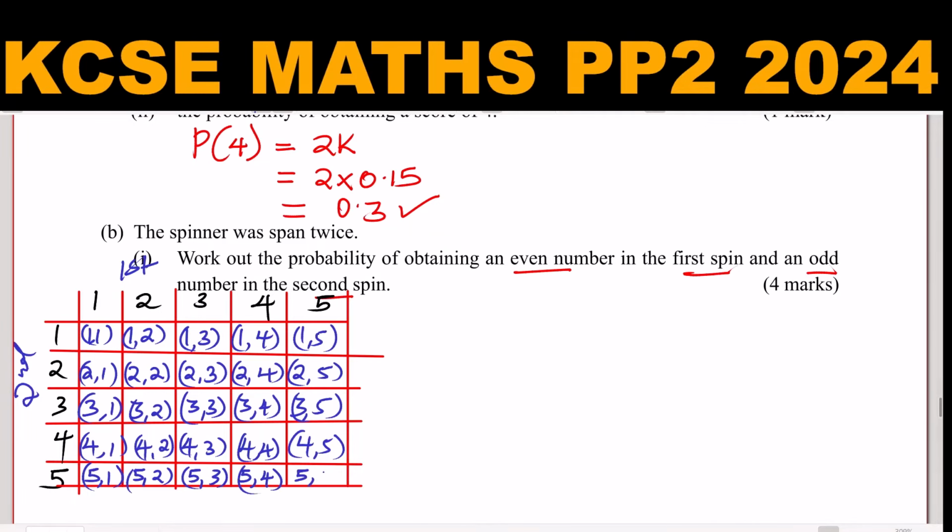Those are the probabilities when this spinner was spun twice. Now you're supposed to find the probability of obtaining an even number in the first spin and an odd number in the second spin. So an even number in the first spin, the first one is here.